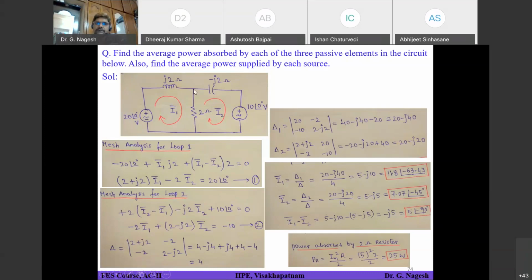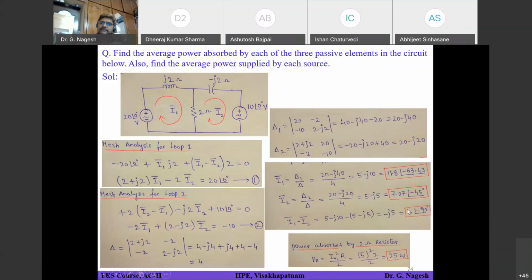The voltage at this center node is the voltage across this resistor. So if you cross check it, you will observe that the voltage will also have the same phase angle of minus 90 degrees. Otherwise, you can use this formula straight away: PR is equal to Im square into R divided by 2. Did anyone get this value for current I1 minus I2?